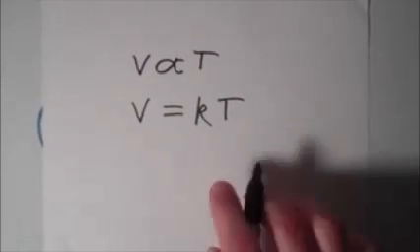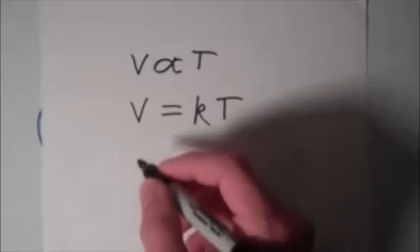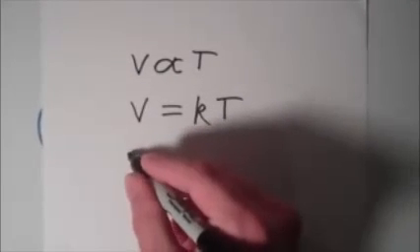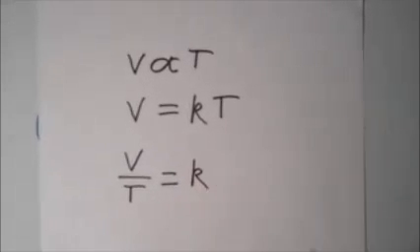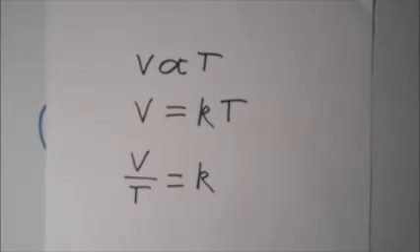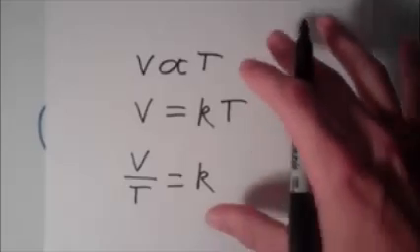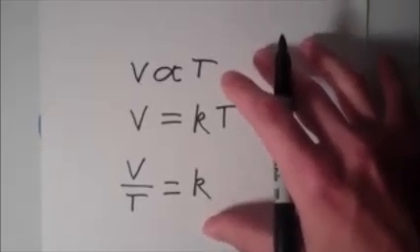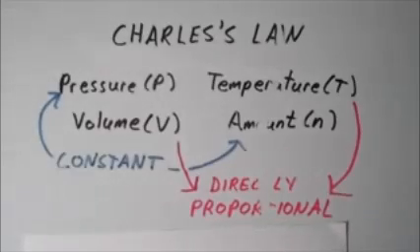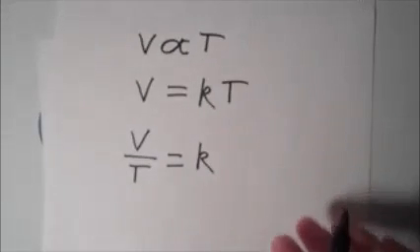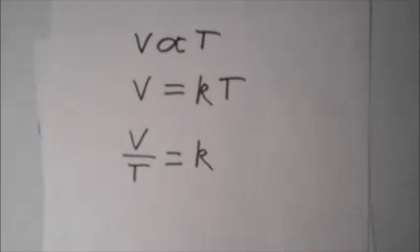And if we divide both sides by temperature, we'll end up getting the important result, which is V over T equals K, a constant. So remember, all of these conditions are satisfied when the pressure and the amount of the gas are constant. So keep that in mind. So V over T is a constant.